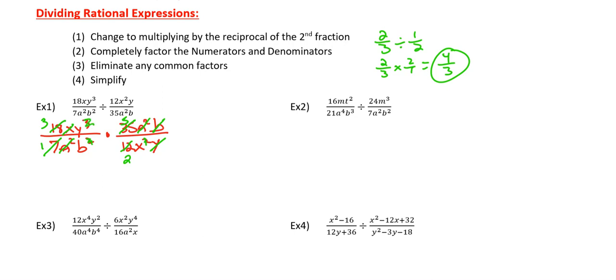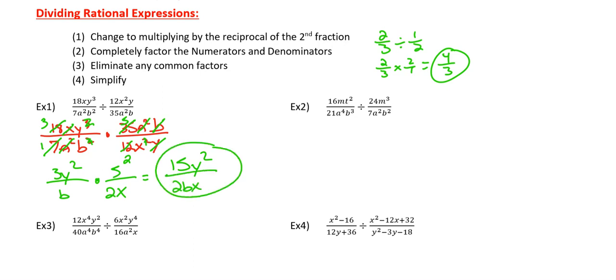So it's going to be divided. This would have been 3y squared over b times 5 over 2x. So up top here we have 15y squared over 2x. That would be my answer. And again, keep in mind what would be undefined values, etc.